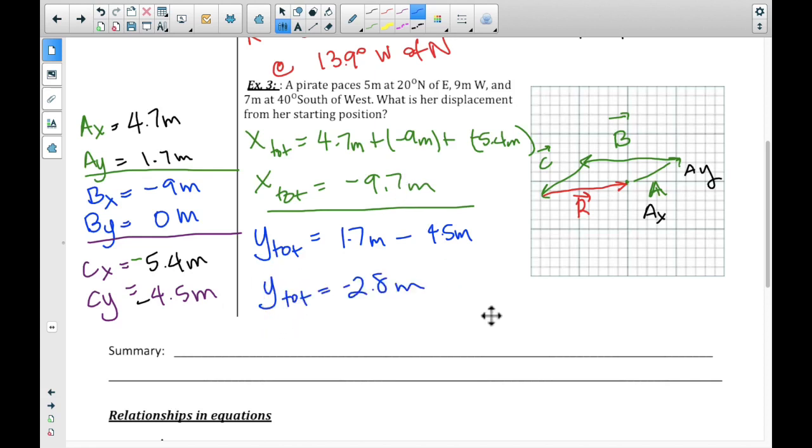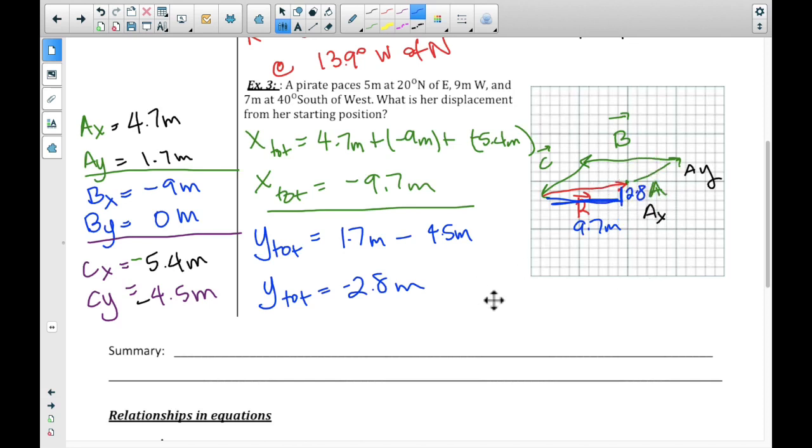I'm just hesitant because when I've done this in previous years, I got the same y component total, but my x component total was different. However, I think that this is the right thing, and you guys will let me know tomorrow if it's not, but I'm pretty sure that this is right. And so what we've done with these totals is add up the components. Those are now the components of the resultant vector. So this piece is 9.7 meters, and this piece is 2.8 meters.